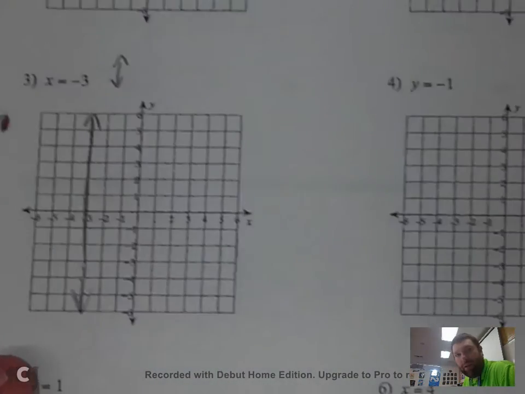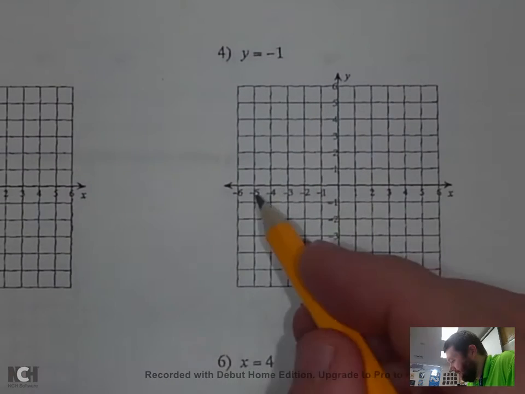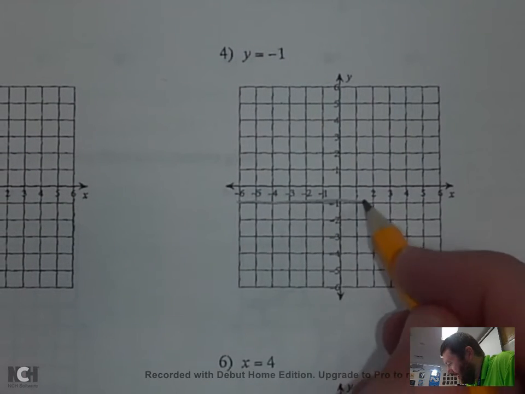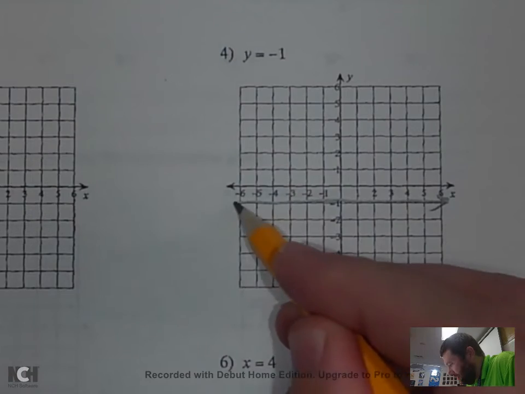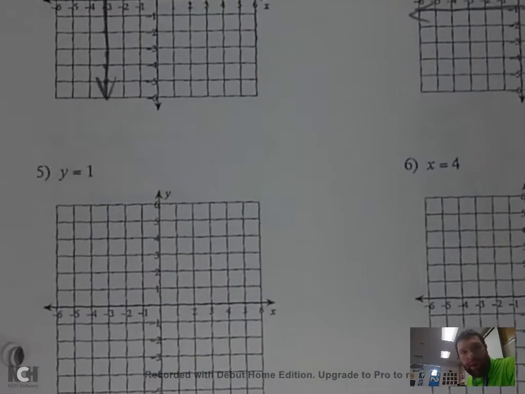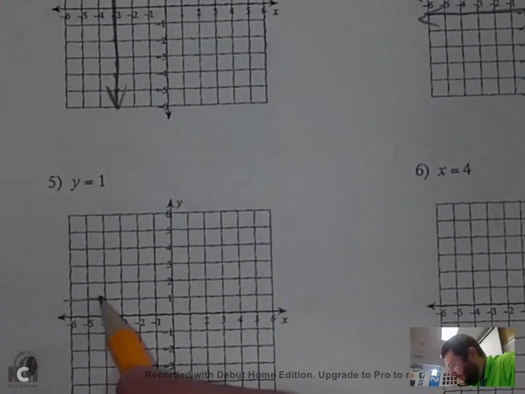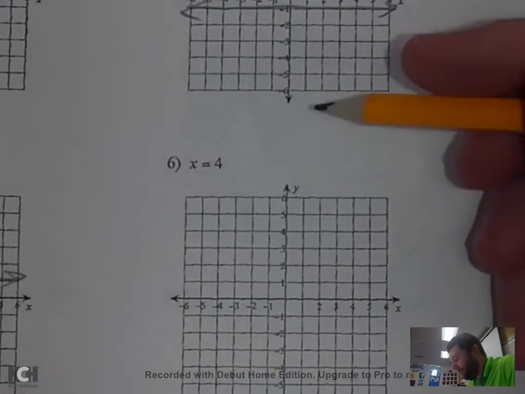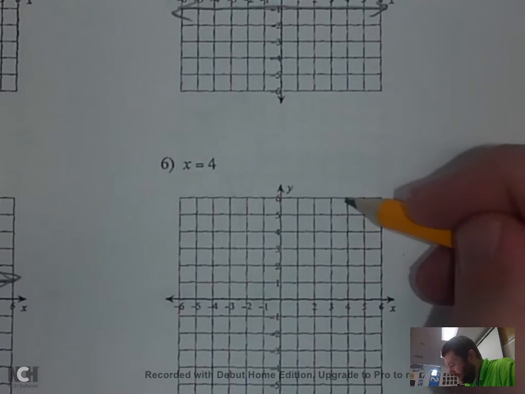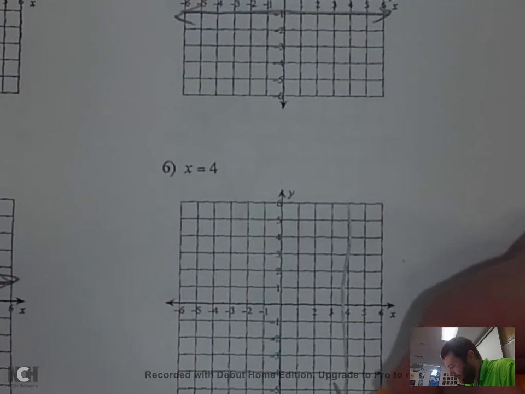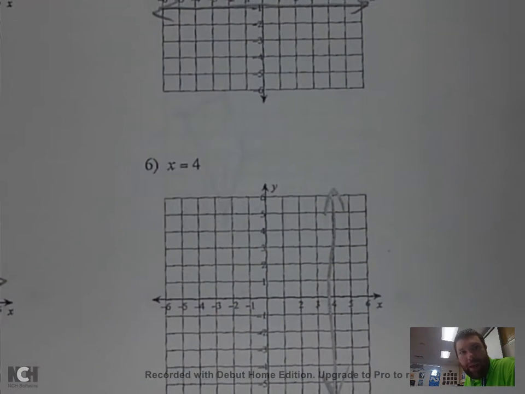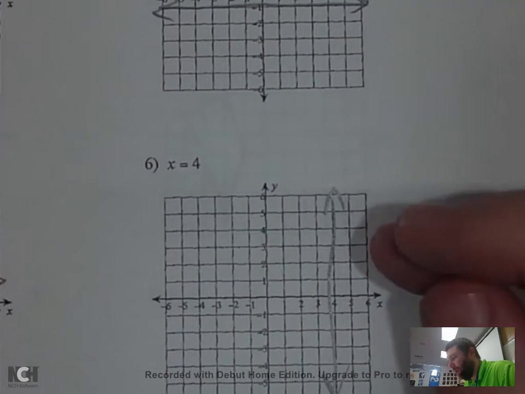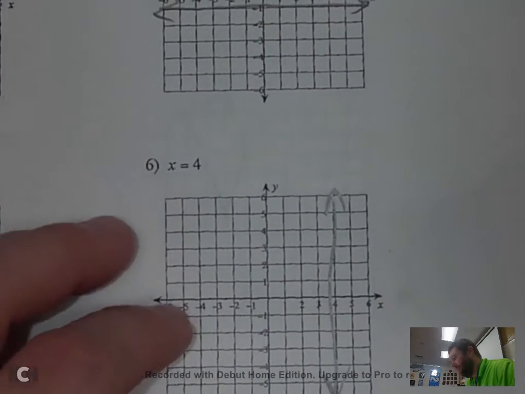Okay? So, and then again, y equals is a horizontal line. Y equals 1, that's a horizontal line right there at 1. X equals 4 is a vertical line right there at 4 on the x-axis. Okay? This is all stuff from our review unit that we did, right?